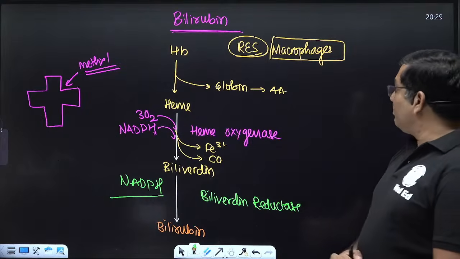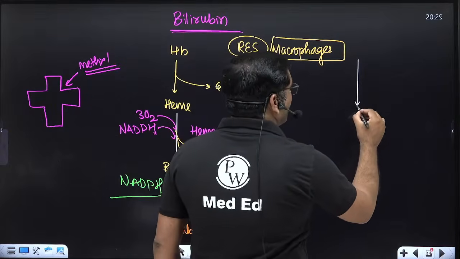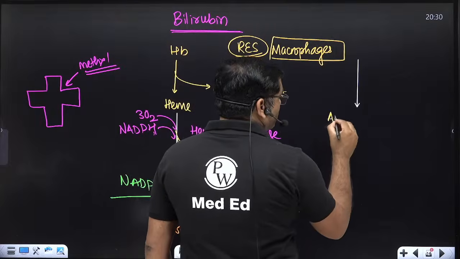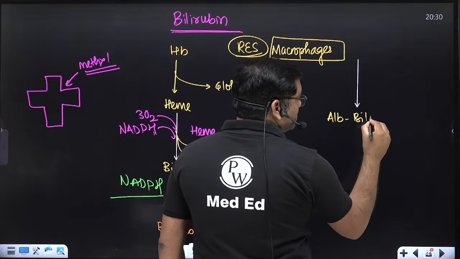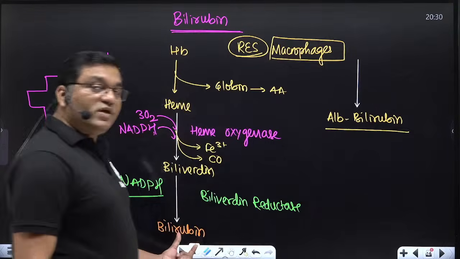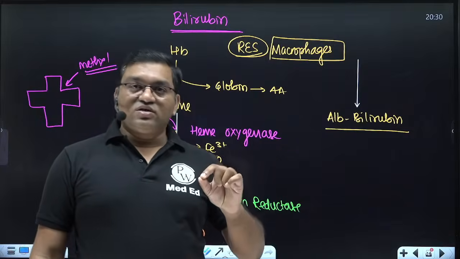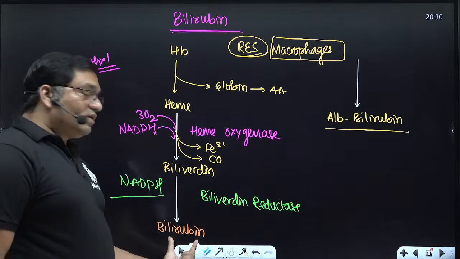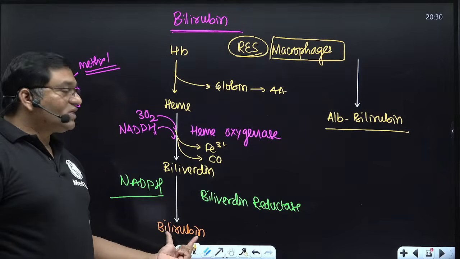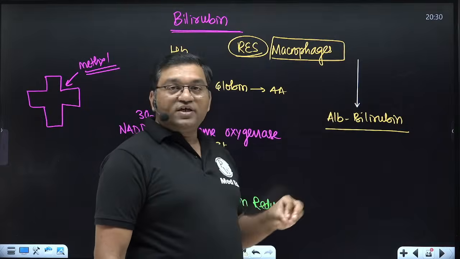Now bilirubin binds with albumin. How is it transported in the blood? It binds to albumin and forms the albumin bilirubin complex, which is transported in the blood. So the bilirubin which is produced here is known as unconjugated bilirubin, which is toxic and water insoluble. It travels in the blood, bound to albumin.